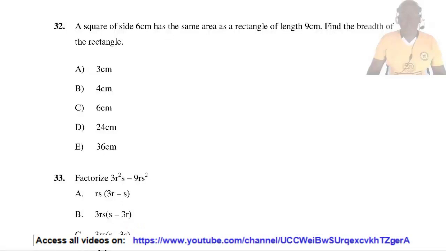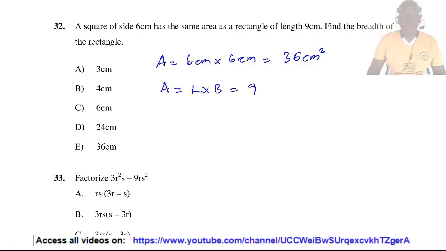Question 32. A square of side 6 centimeters has the same area as a rectangle of length 9 centimeters. Find the width of the rectangle. The area of the square equals length times breadth. So 6 centimeters times 6 centimeters, which is 36 centimeters squared. The area of the rectangle is going to be equal to the length times the breadth, or 9 times B. Now, the area equals 36, so 9 times B equals 36, so B equals 36 divided by 9, which equals 4 centimeters. So the answer is B.